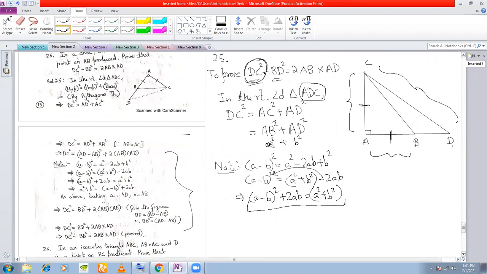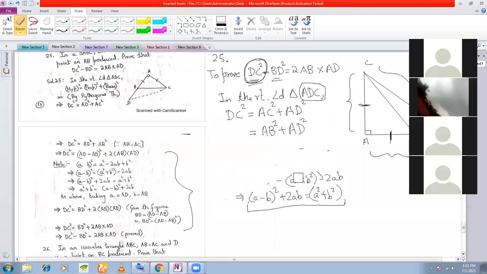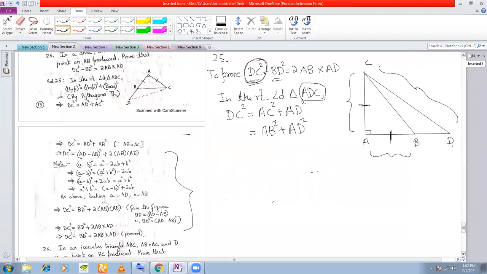Is this A square plus B square form or not? Can you see A square plus B square? A here is equal to AB and B here is equal to AD. Let AB be equal to A, and let AD be equal to B. So what do you get? DC square is equal to A square plus B square, isn't it? Till here you agree?